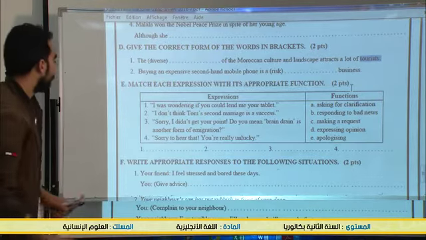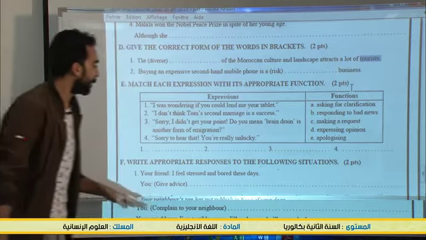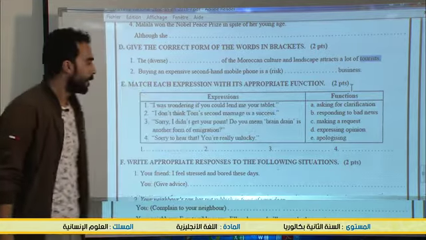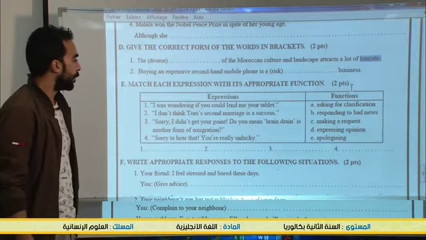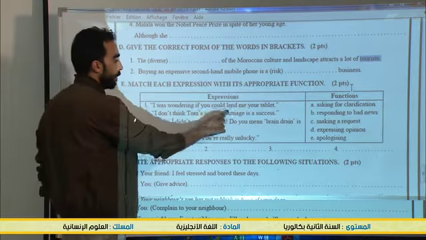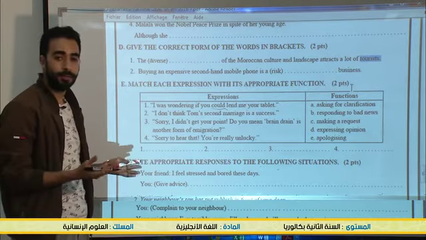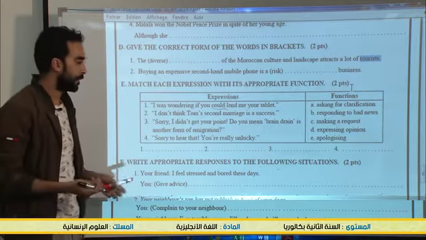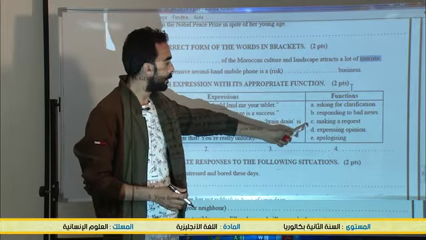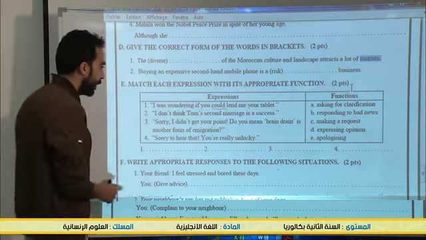Which is: match each expression with its appropriate function. So here we have some expressions, and here we have their functions. Fine. I was wondering if you could lend me your tablet. So why do we use could, can? We use it to ask for a request. So the best answer here is not asking for clarification, not responding. So it is making a request. So when I use could or can, I express a request.